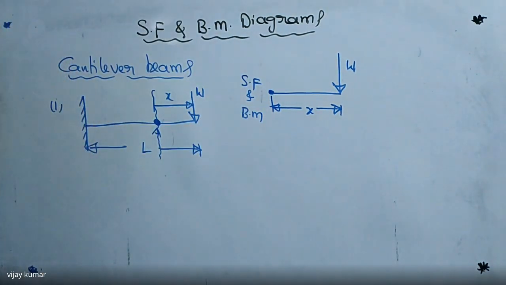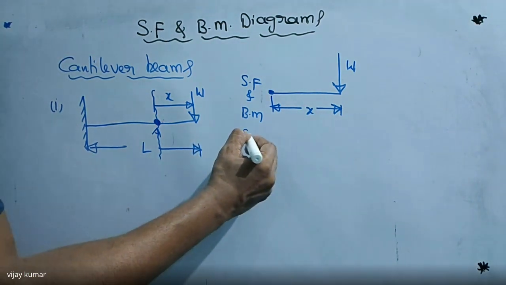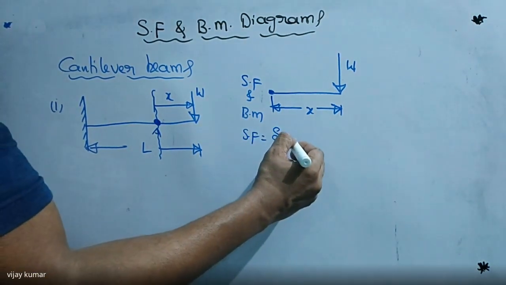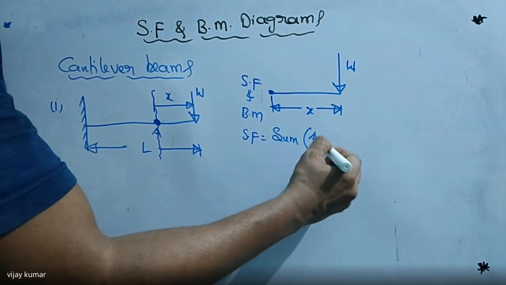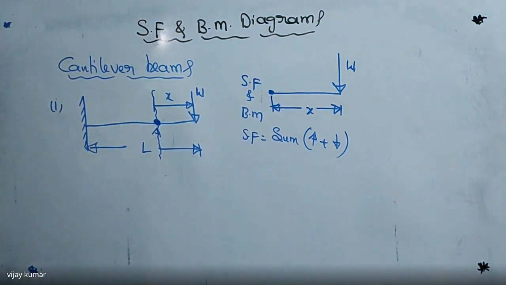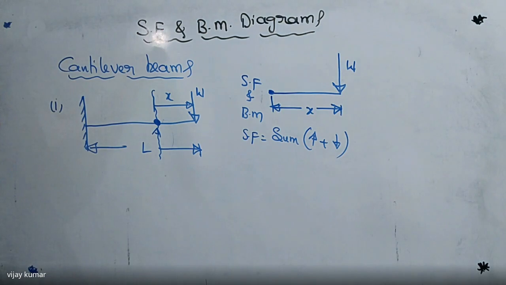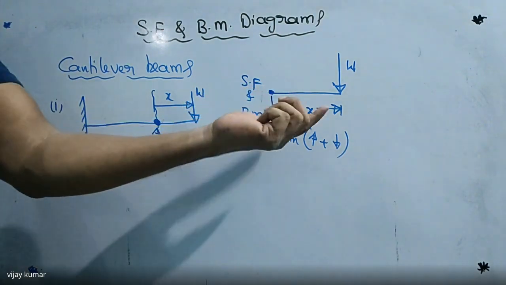Now, what is the formula for shear force here? Shear force is equal to the sum of upward forces and downward forces. Is it right or not? Shear force is equal to the sum of upward forces and downward forces. So how many upward forces are here? 0.